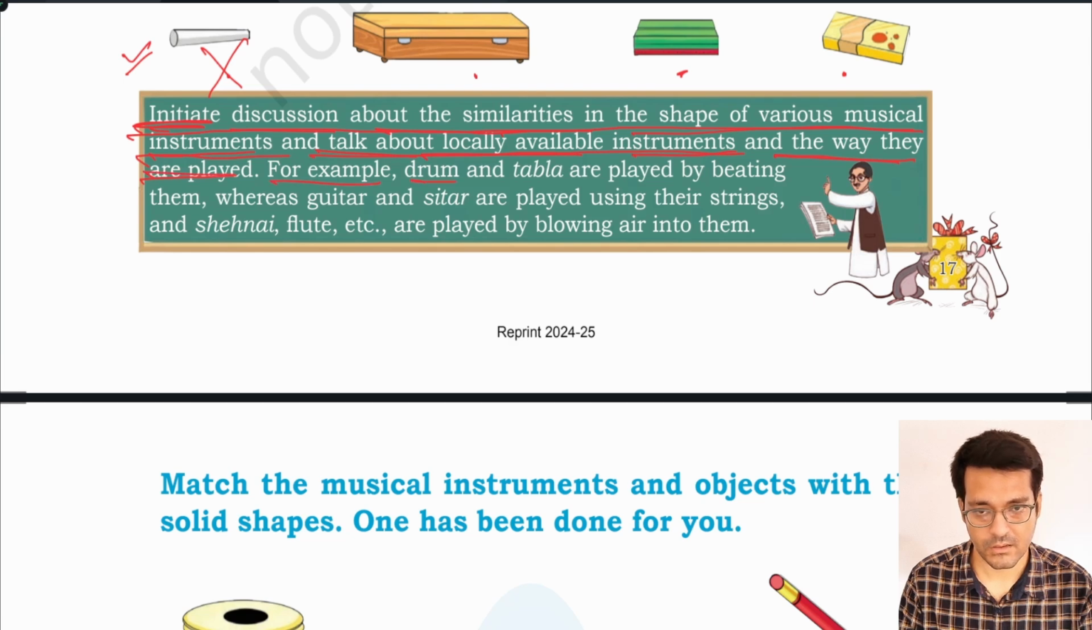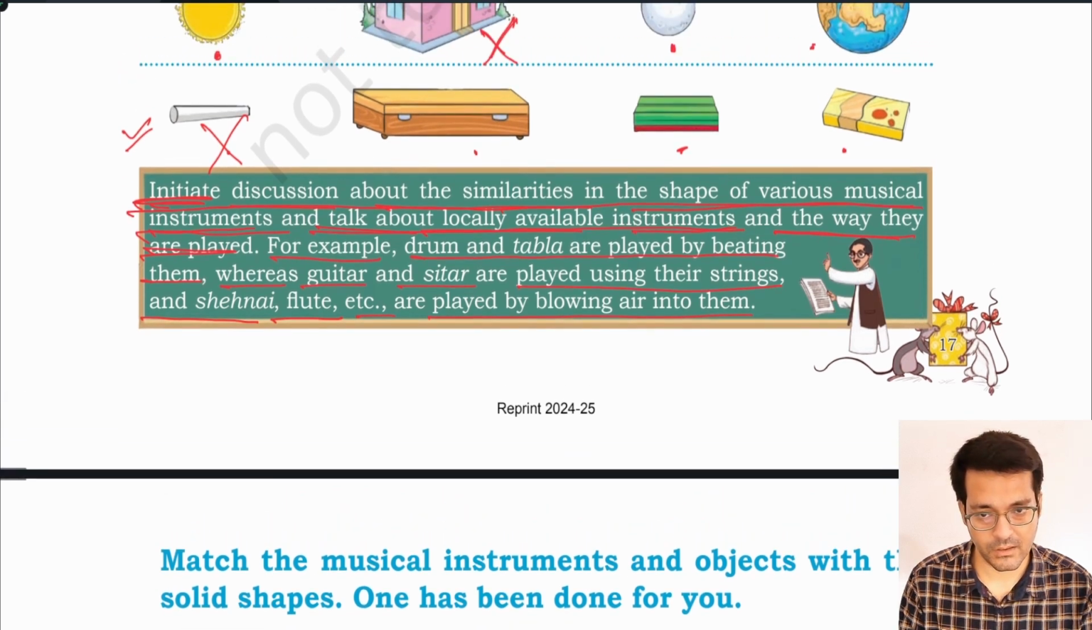For example, drum and tabla are played by beating them, whereas guitar and sitar are played using their strings, and sahnai, flute, etc. are played by blowing air into them. You have to note that there are various musical instruments and they can be played using different methods. Teacher must discuss this.